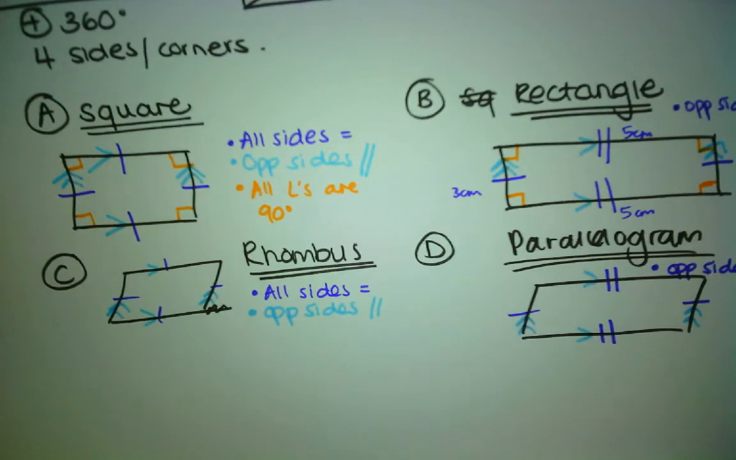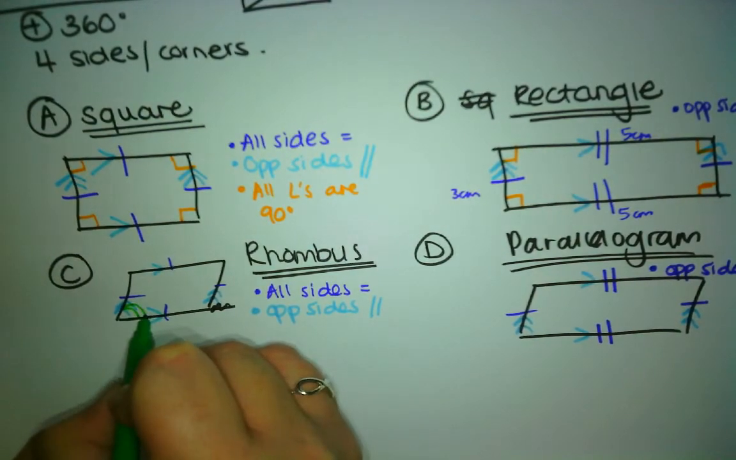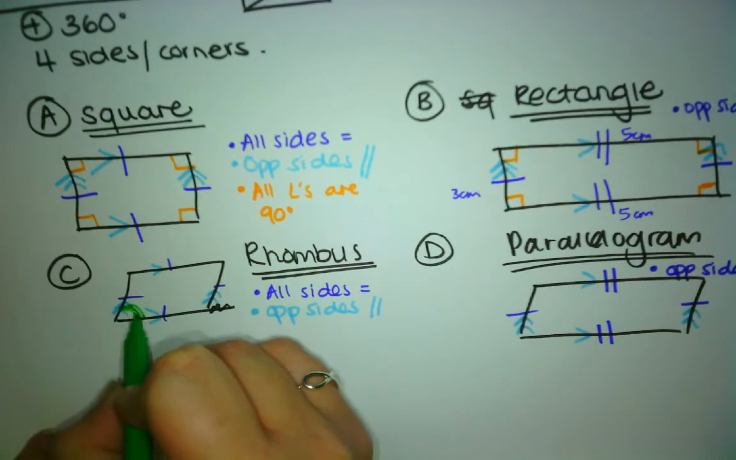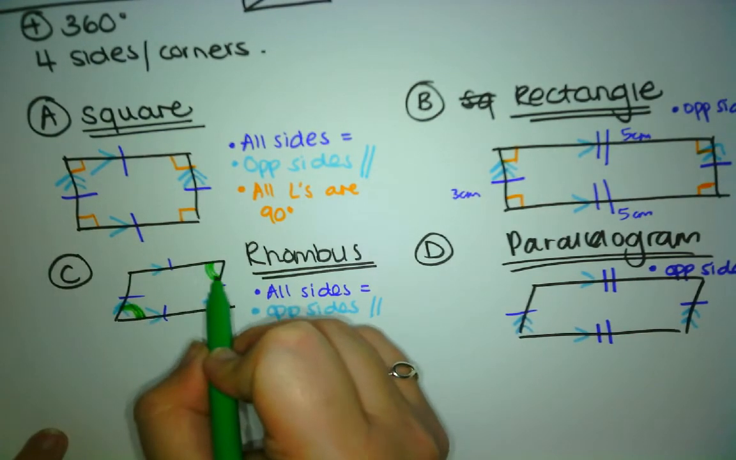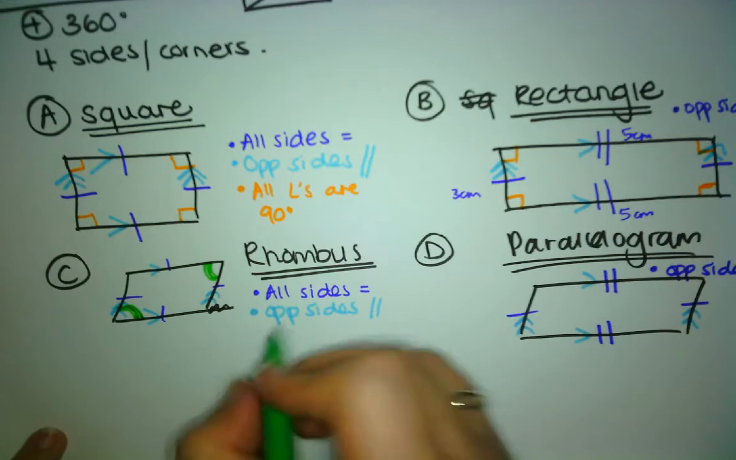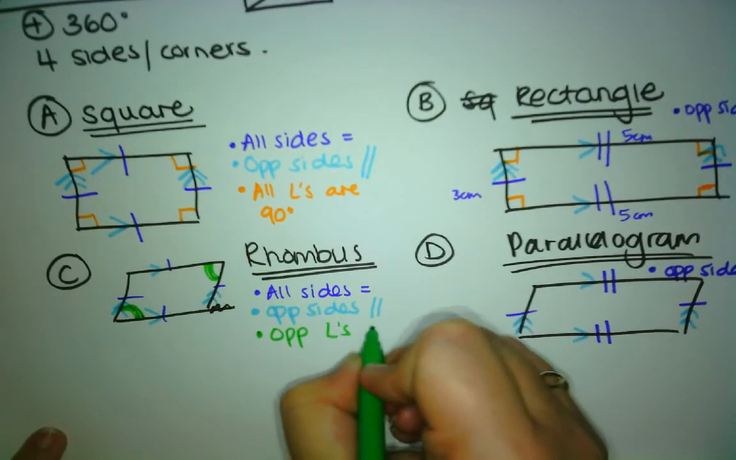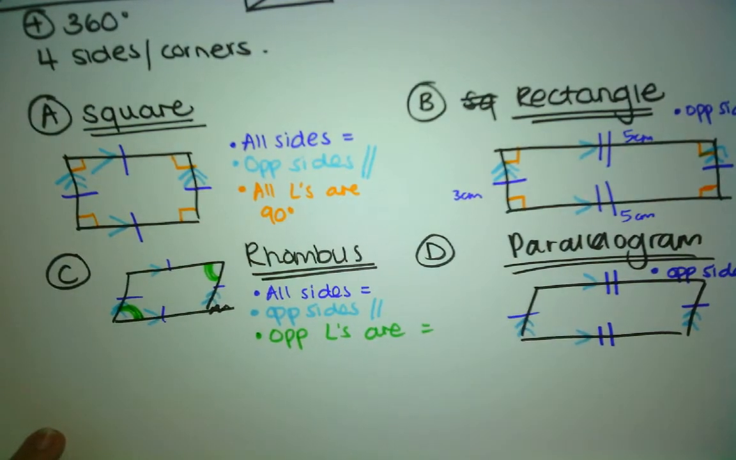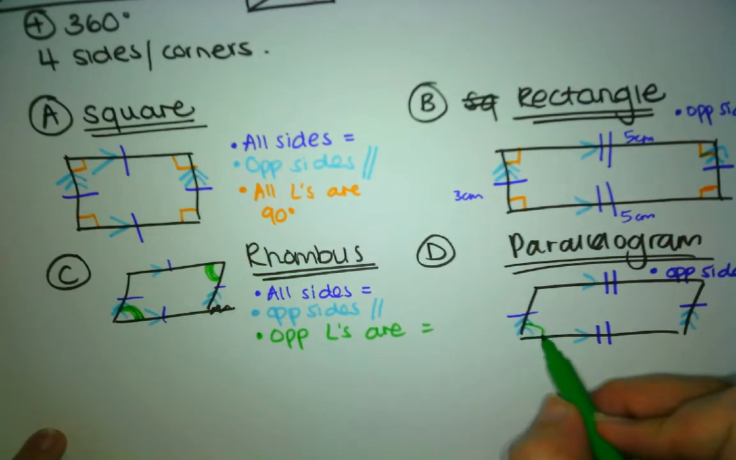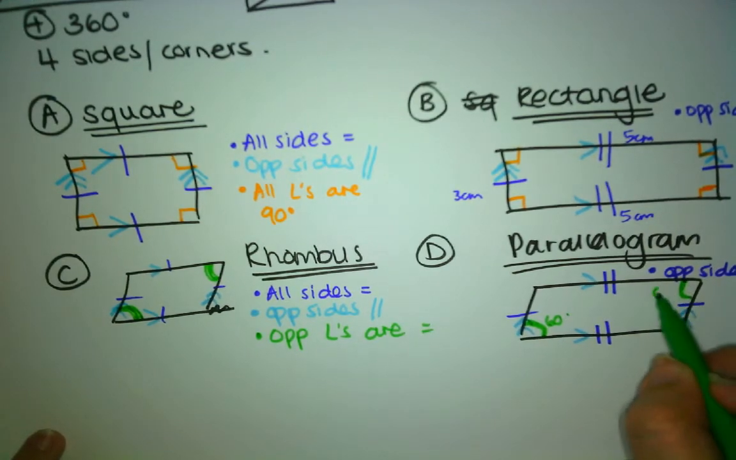I'm going to use a different color because now it's not 90 degrees anymore. So, opposite angles. So, what's the opposite angle of this one? This one. Okay. So, they are opposite one another. The same as these two are opposite one another. Okay, so opposite angles are equal. They're the same. So if this is 60 degrees, then that means that this will also be 60 degrees.